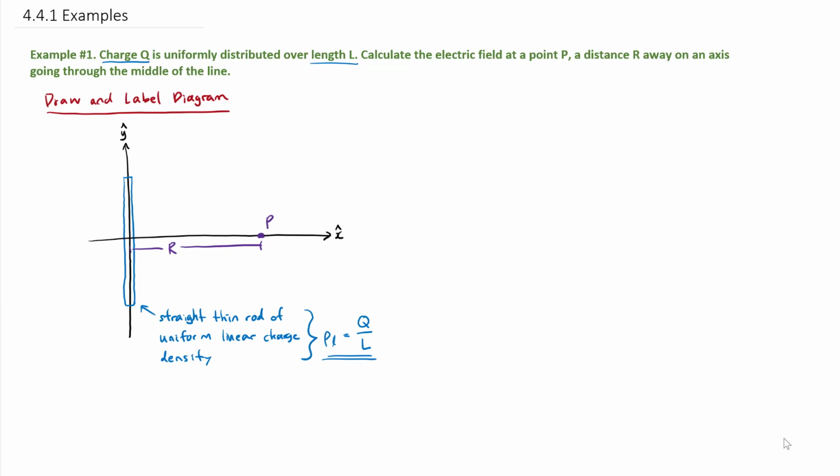What else do we know? We know that the total length of this rod is L. So what does this tell us about the position of the ends of the rod? If this is 0, that means this is positive L over 2, and this is negative L over 2. Now the next thing we want to look at is, so let's just write a couple of comments here.